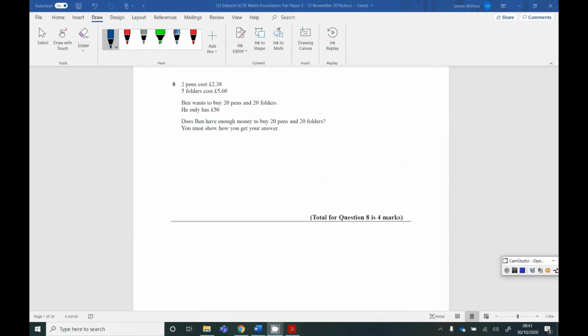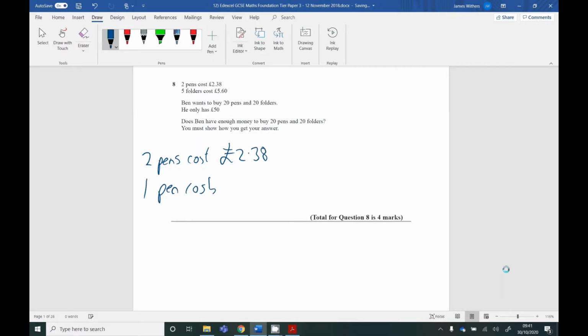Question 8. So 2 pens cost £2.38. So I think the best thing to do is just to work out how much 1 pen costs. So obviously to do that, we're just going to halve the £2.38. So £2.38 divided by 2, and we get £1.19.